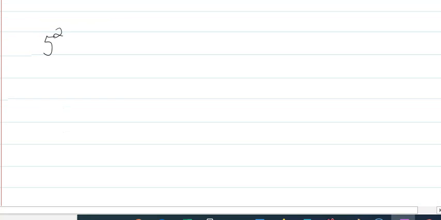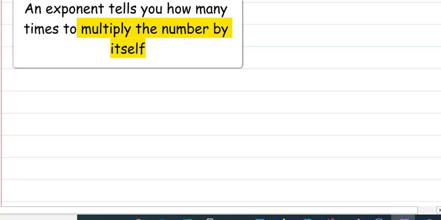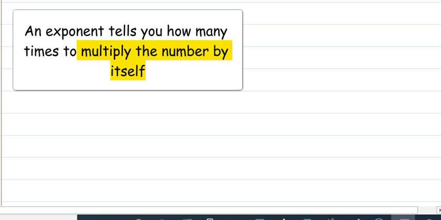Now, what does an exponent do? Well, an exponent tells you how many times to multiply the number by itself. So let's look at a couple of examples. If we have 5 to the exponent of 2, or 5 to the power of 2, what that means is simply 5 times 5. It tells you how many times to multiply it by itself. And if you needed to work that out, you would know the answer to that is 25.